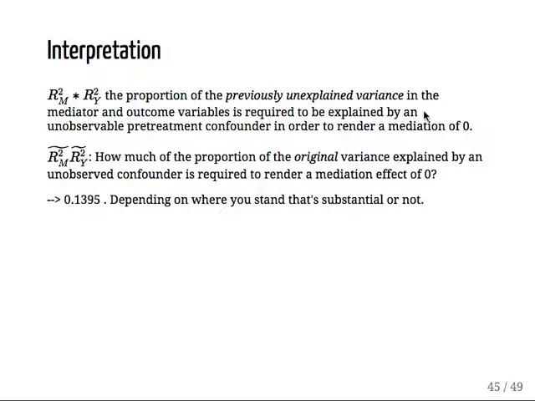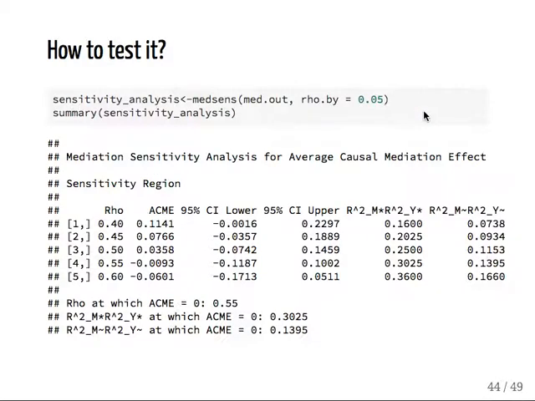Yeah. And this is how much of the proportion of the original variance explained by an unobserved confounder is required to render the mediation effect of 0. So this is going to be a much smaller value because the first one is looking at all the variance. This is looking at the subset of the originally explained variance. And in this case, it's around 14% of variance. So this is how much of the previously explained variance would have to change in order for this confounder to no longer give you a mediation effect.